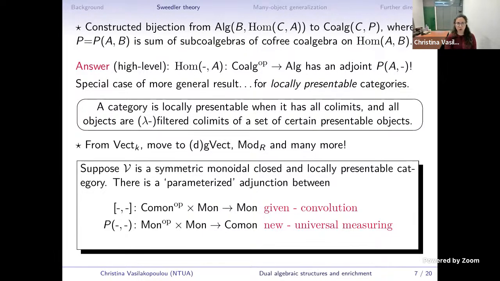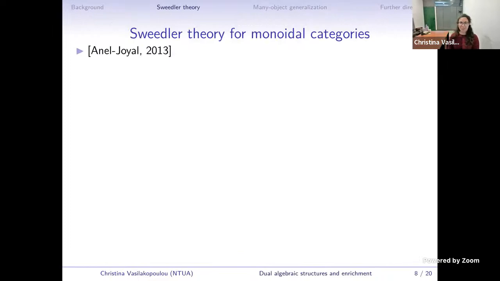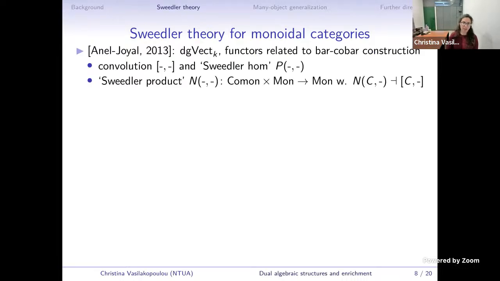So this is really what's going on here. We have the existence of this adjunction. And so about the name of this Sweedler theory for monoidal categories, back in 2013, Anel and Joyal wrote this very, very big, long paper, talking about, in fact, a special case of this adjunction in the setting of differentially graded vector spaces.